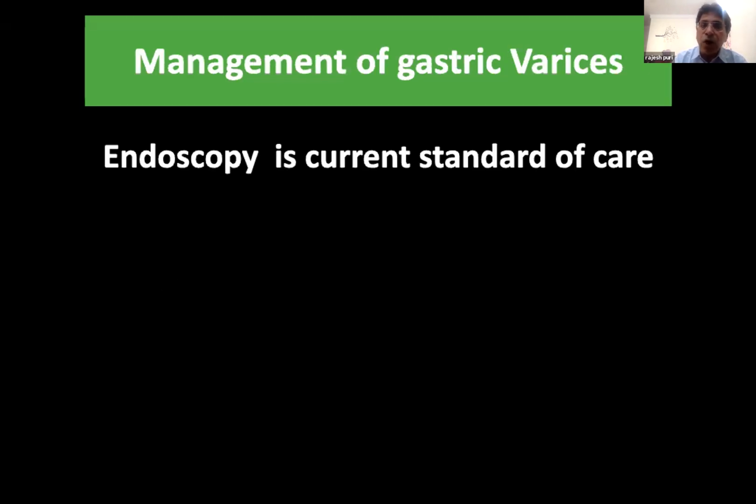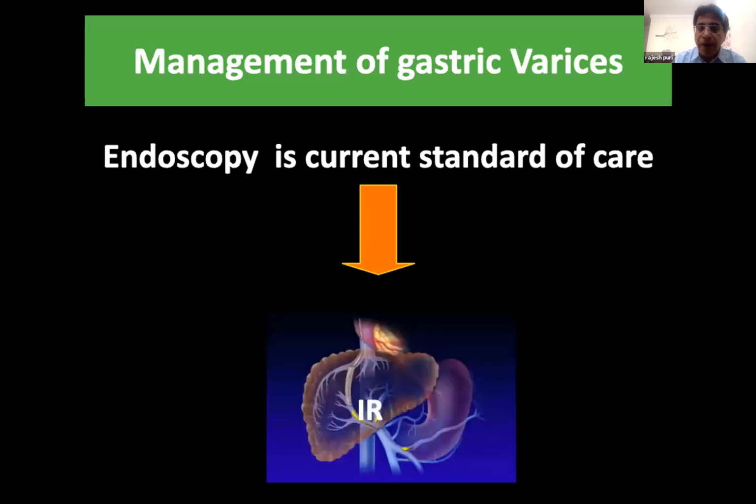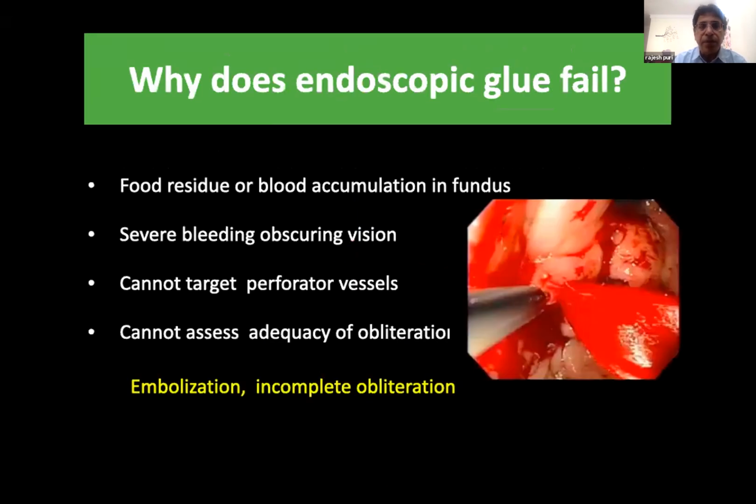And we know that endoscopy is the current standard of care. But if endoscopy fails, then it goes to IR in the form of BRTO, or the patient may require TIPS. The question comes, what is the place of EUS? EUS is gaining importance, but is still in its infancy.